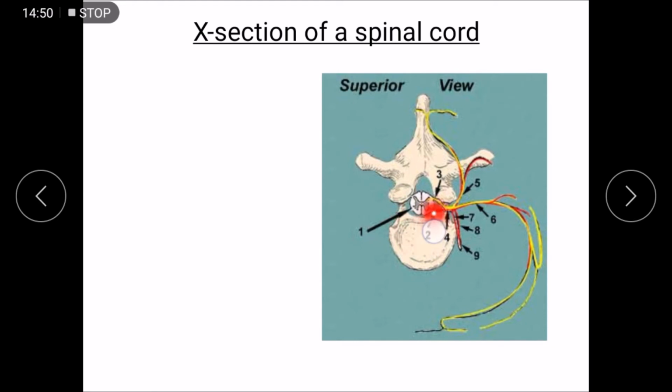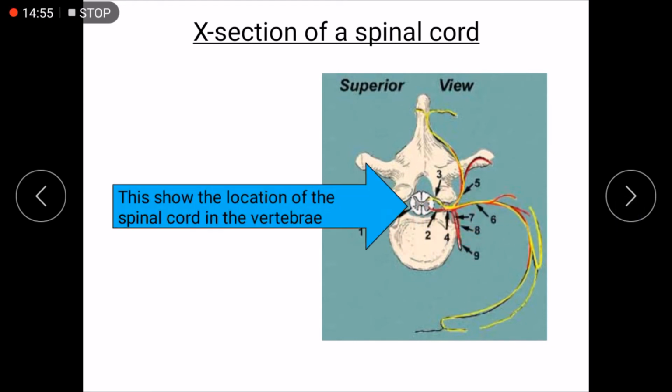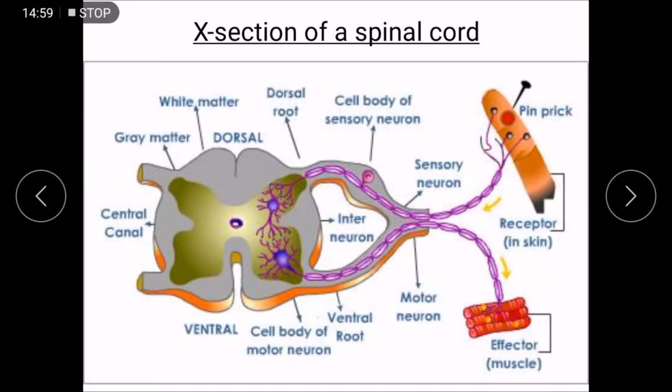Okay, to show the location of the spinal cord inside the vertebrae. Okay, now, this is the one. So we have to know the name of each part. Actually this is the spinal cord, and then outside here is the bone. This is not the bone. The bone is covering the spinal cord. So the spinal cord is actually the nerve, a bundle of nerve fiber inside. So this nerve fiber you can see.